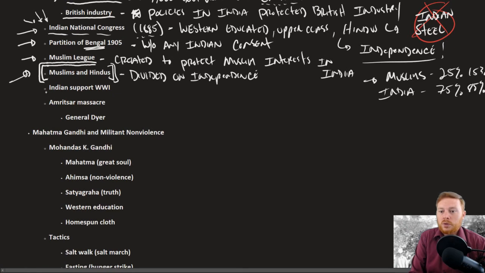Now, when World War I broke out, like we mentioned in the chapter on World War I, when those major countries went to war, their colonies also went to war. Many people in India supported Great Britain's effort in the war, hoping that there would be some concessions. 1 million Indians served in the war for Great Britain.